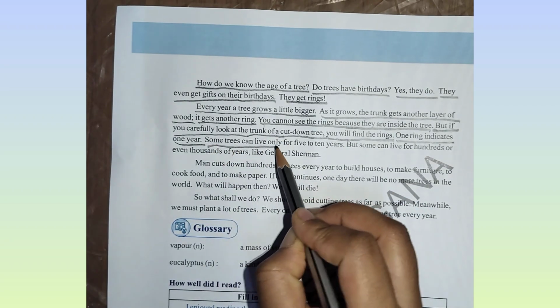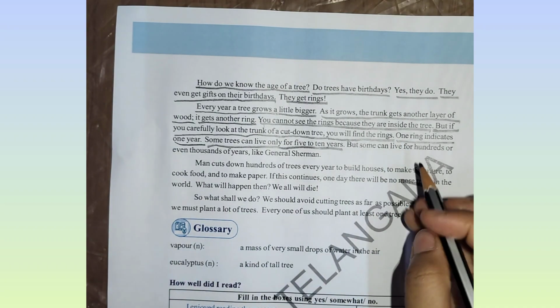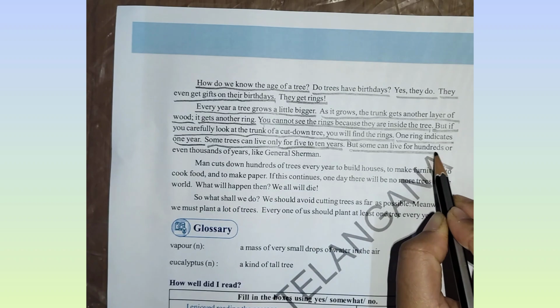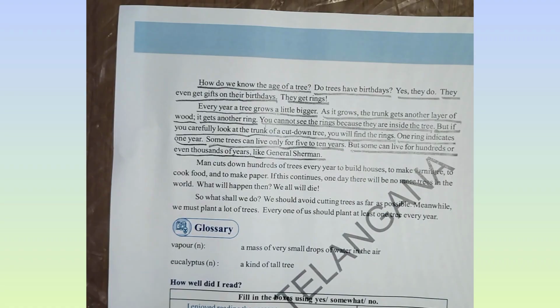Okay, some trees can live for only 5 to 10 years. But some can live for 100 or even thousands of years, like General Sherman. So many trees live for thousands of years, like the General Sherman tree. Some trees will live for 5 to 10 years, some for 100 years, and some trees only for some days. Like that, we cannot find out the lifespan of a tree.